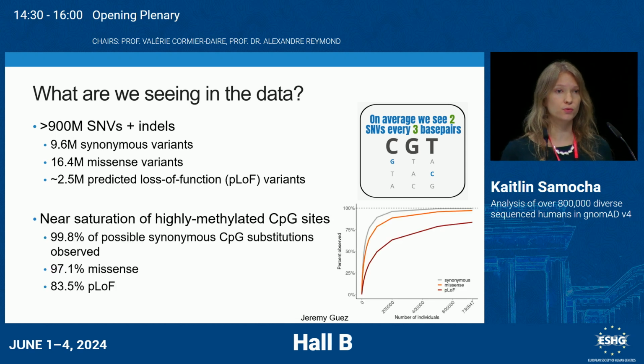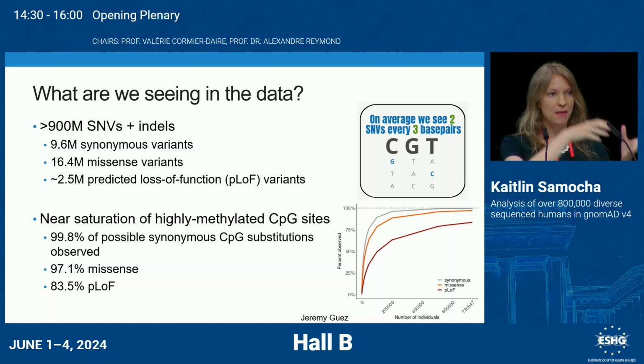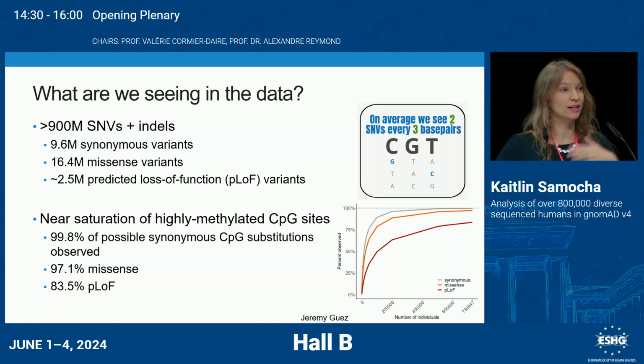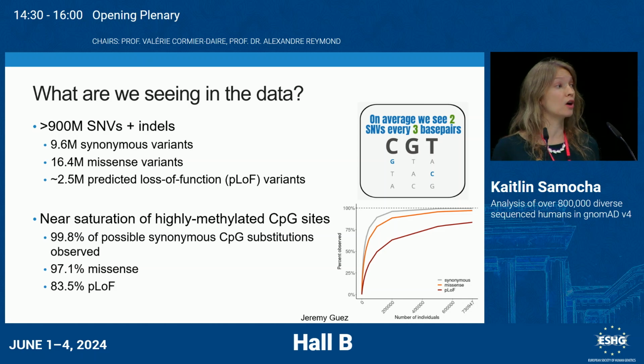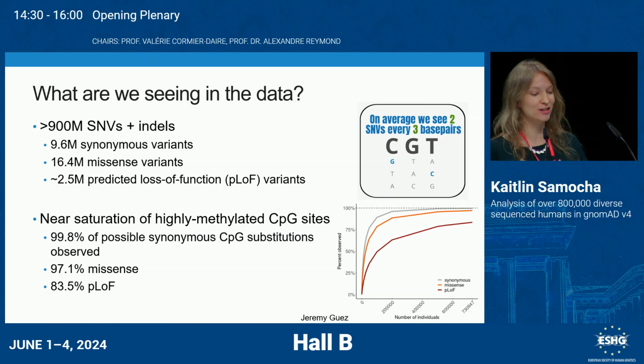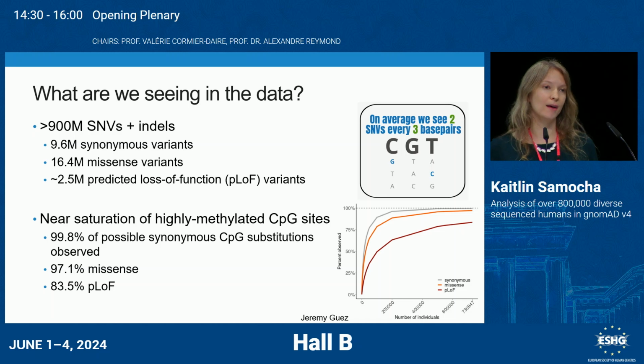We are starting to approach saturation, but mostly for highly methylated CpGs that lead to a synonymous variant. A methylated C right next to a G is quite easily deaminated. It's one of the most mutable contexts in the genome. And we can see 99.8% of all possible synonymous CpG substitutions when it's a highly methylated site.